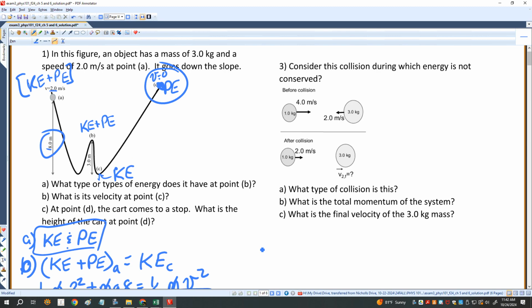Next, I have this collision problem, and I want to know what type of collision this is. First of all, this is an inelastic collision.